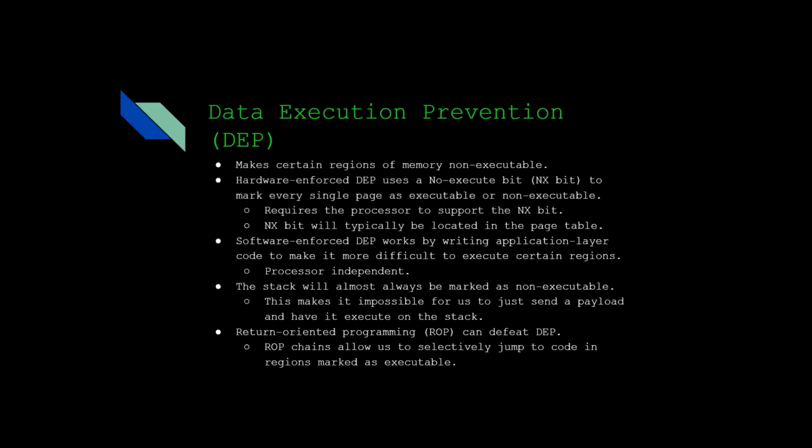So the first one that we're going to be talking about today is called DEP, Data Execution Prevention. This basically marks certain regions of memory as either executable or non-executable. So there are two types of DEP. There's hardware enforced DEP, and you also have software enforced DEP.